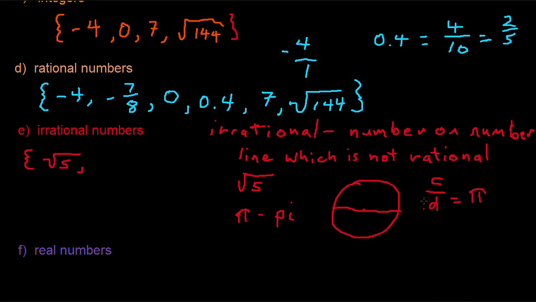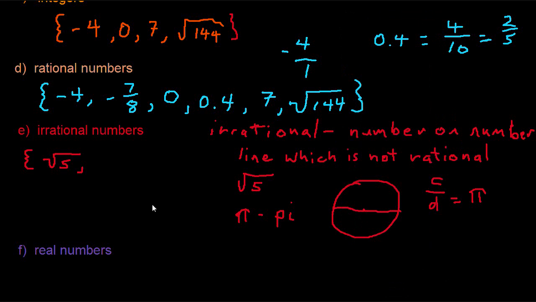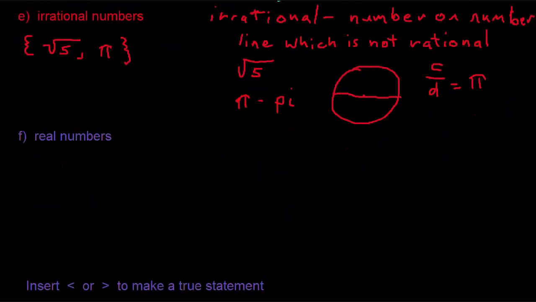Now, the circumference and the diameter will not both be integer values, so it's not a rational number. As a matter of fact, when we look at pi on the calculator, there it is, 3.14. And once again, it's not terminating there, it's just being rounded to 9 decimal places. So pi is also an irrational number. There's our two irrational numbers.